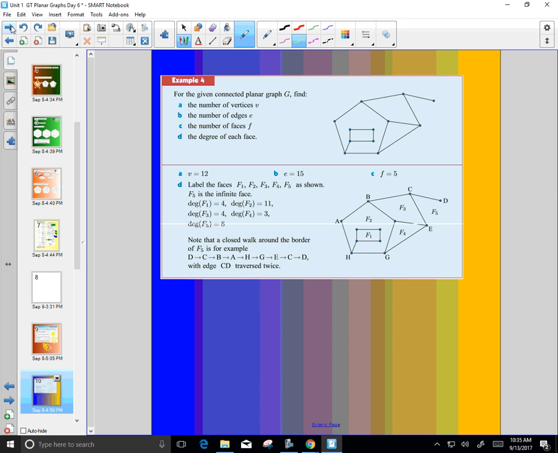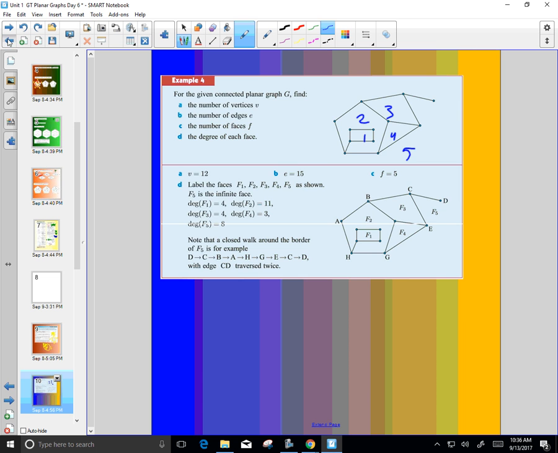Here's a quick example. For the given planar graph G, how many vertices? Well, that's really hard. 1, 2, 3, 4, 5, 6, 7, 8, 9, 10, 11, 12. Yeah, so 12 vertices. You just count those. The edges, you count those, you're going to get 15. 1, 2, 3, 4, 5, 6, 7, 8, 9, 10, 11, 12, 13, 14, and I think 15. Faces. So then we put those in. 1, 2, 3, 4, and 5. So that's easy.